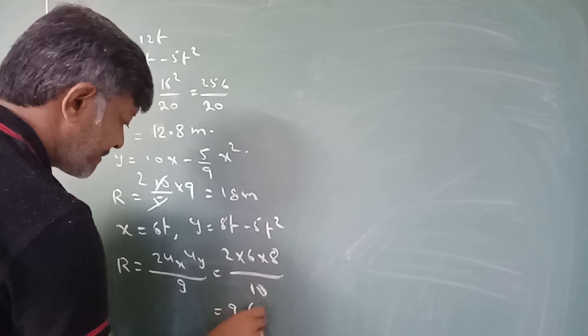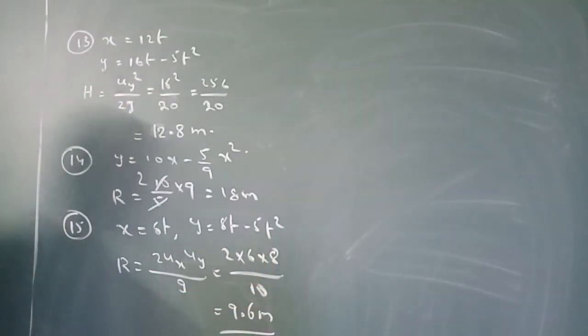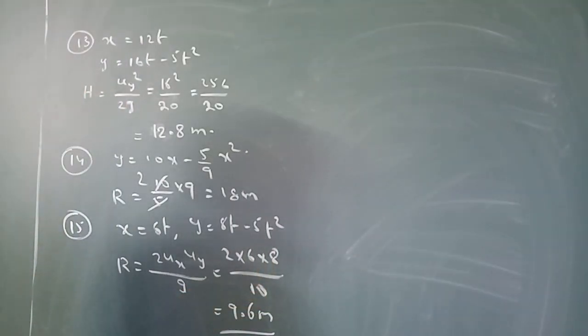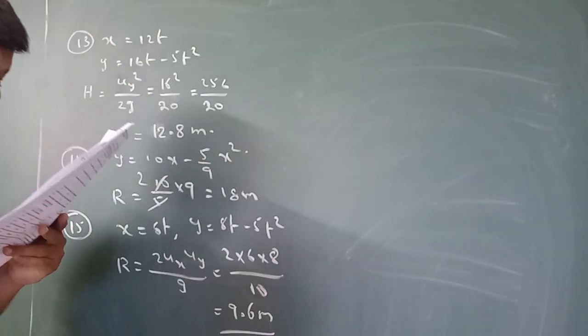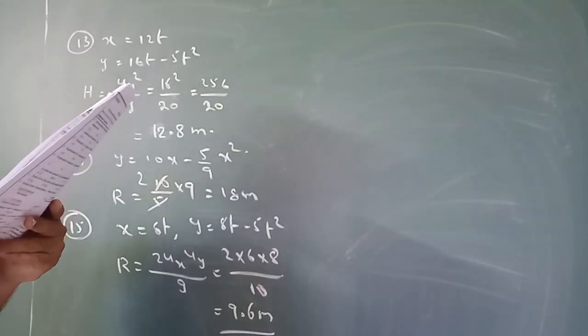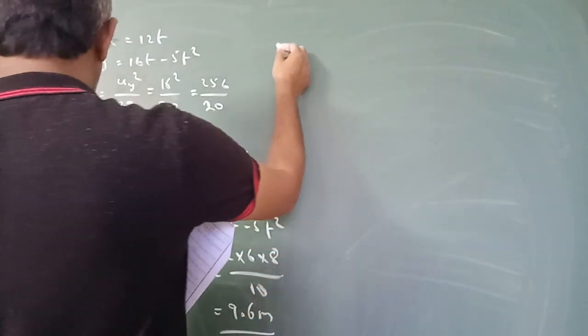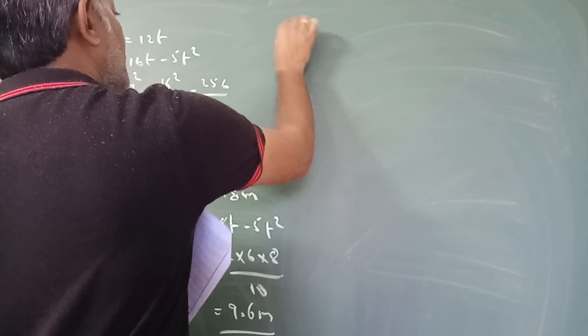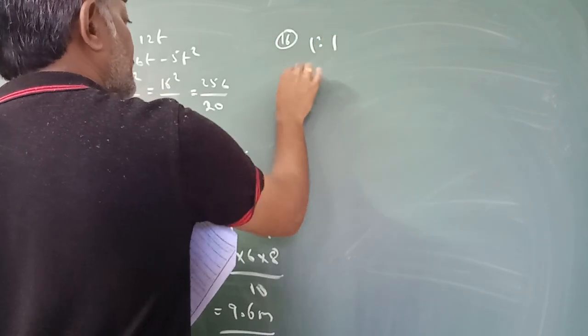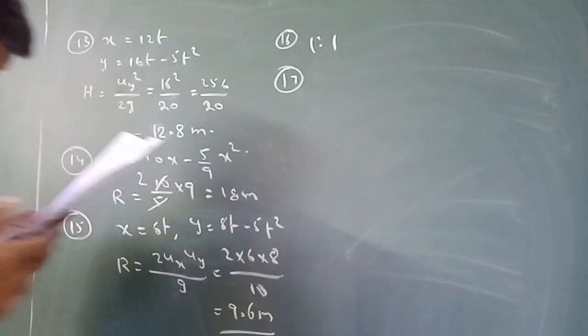9.6 meter. 8 6 48 2 96. Okay, 96 by 10, 9.6 meter. Next, two projectiles are projected with the same velocity but the angles of projection are 35 and 55. They are complementary angles, so the ranges are in the ratio 1:1.